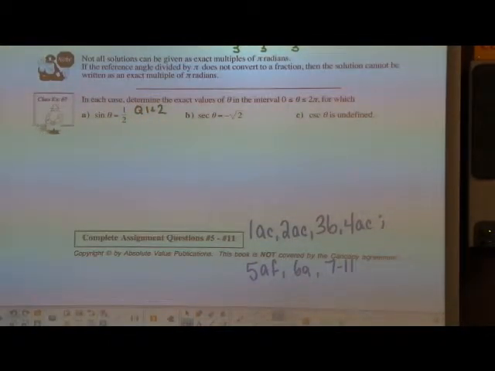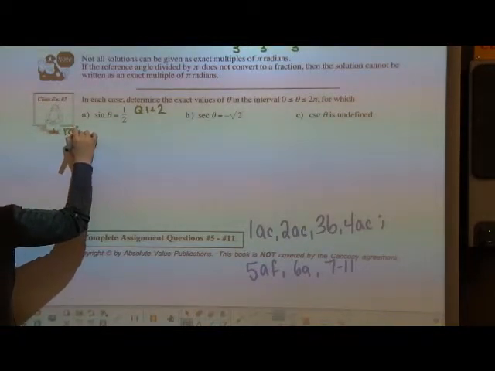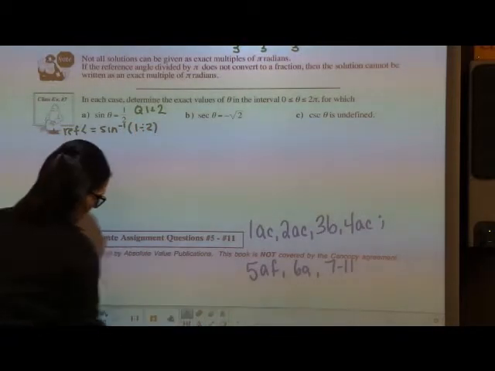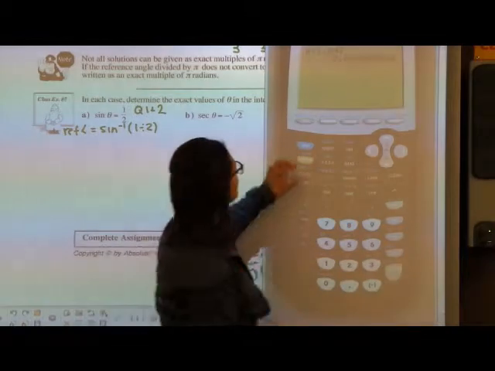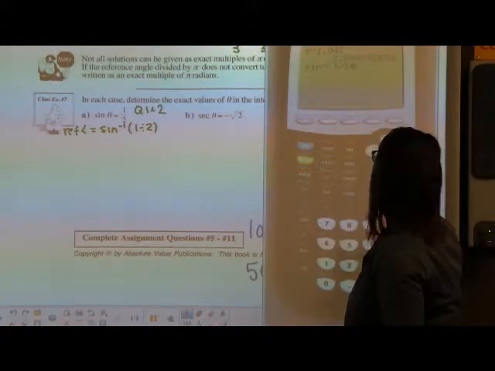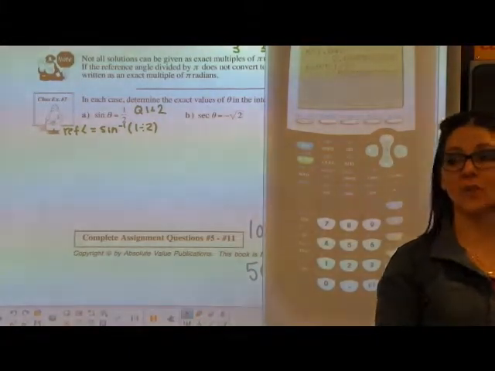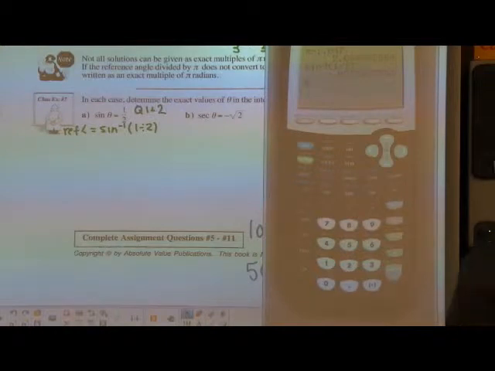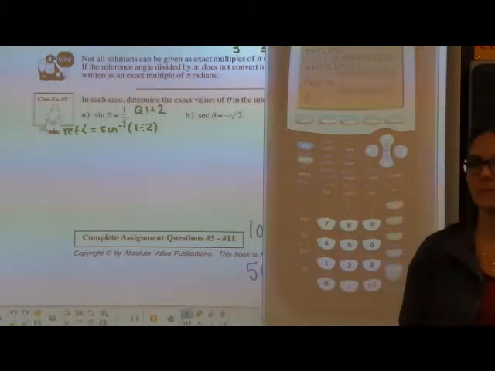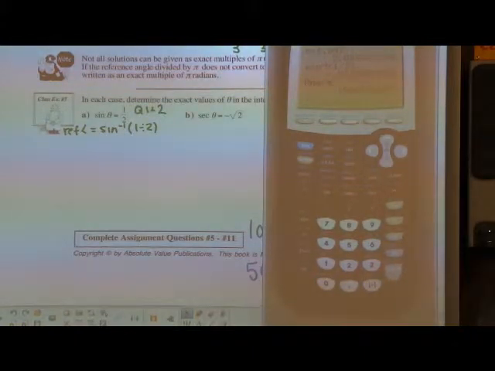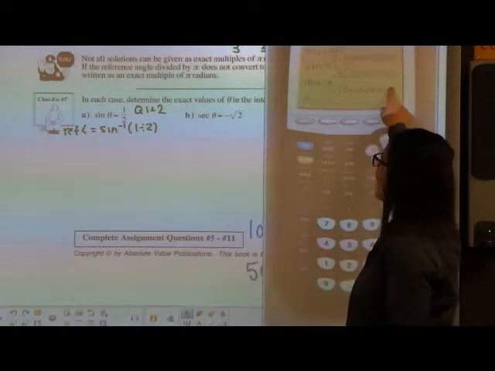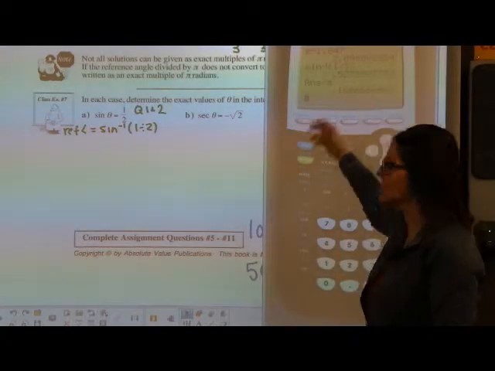Okay. Now I do my reference angle. So my reference angle is sine inverse 1 divided by 2. That's what I type into the calculator. Sine inverse 1 divided by 2. And I get this funky looking decimal. Take that decimal and divide it by pi. And now I've got this decimal that looks like it's repeating. Ignore the 7 there, it's just because it rounds the last digit.